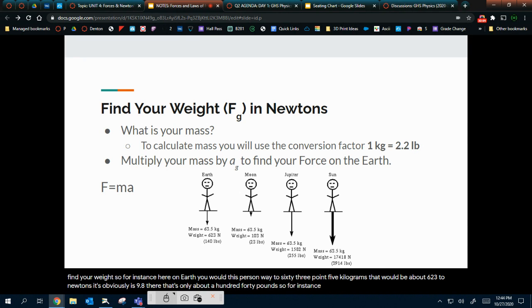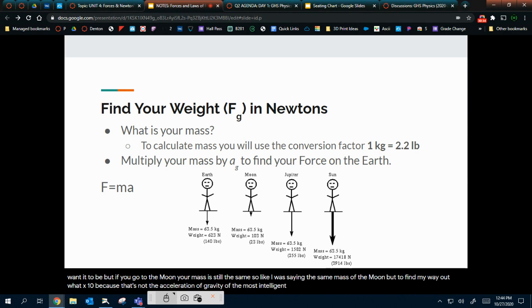So for instance, for my weight, I have 100 kilograms of mass. Well, what's 100 times 10? That. So my weight here on Earth is about 1,000 newtons, which is far more than most people would want it to be. But if you go to the moon, your mass is still the same. I would still have the same mass on the moon. But to find my weight, I wouldn't multiply by 10, because that's not the acceleration of gravity on the moon.